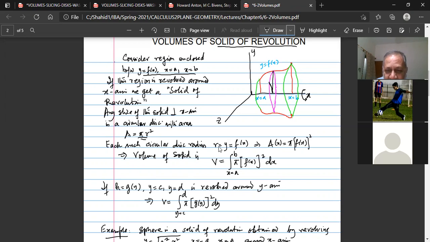The width of this slice is dx, because it is perpendicular to x. And when I consider the sum of all volumes of these kinds of slices, add them together, I get the volume of this solid of revolution.